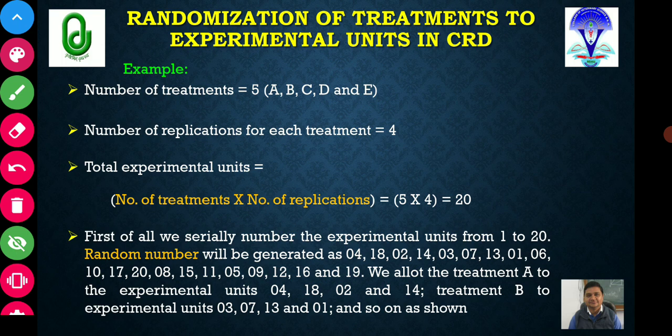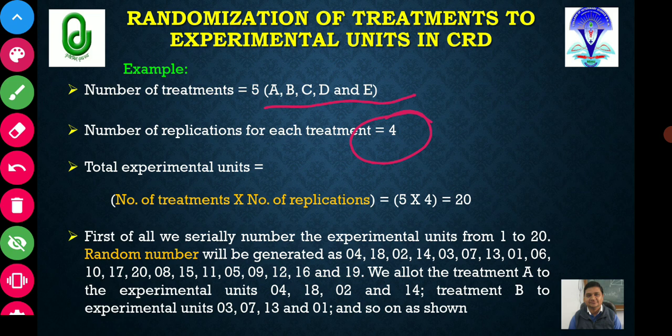So the number of treatments is 5: A, B, C, D, E, as we have already seen. The number of replications for each treatment is 4. Here what I want to discuss with you is how we are allocating the treatments to experimental units in CRD. You may have any number of treatments, 5, 10, 6 or 3. If it is 2, it will be a t-test, so it is from 3 up to n. Here I have taken 5 treatments, A, B, C, D and E, and the number of replications for each treatment is 4. So each treatment is replicated 4 times: A, A, A, A, B, B, B, B, C, C, C, C, like that.